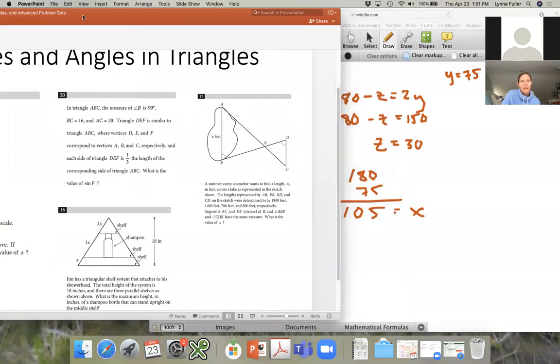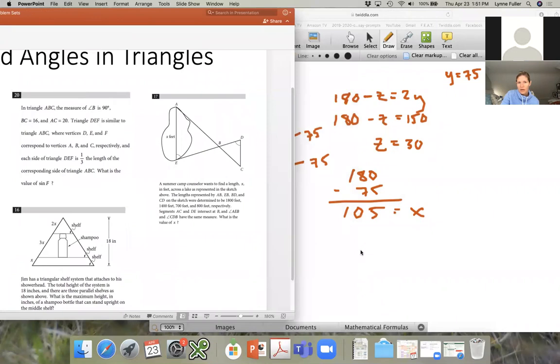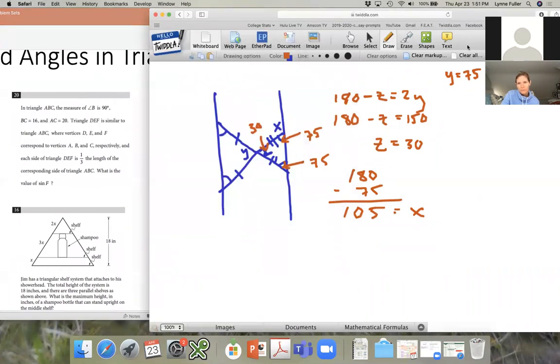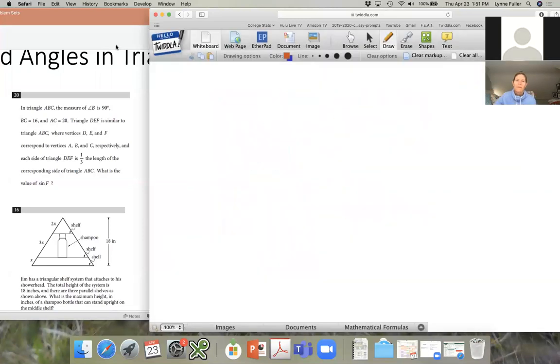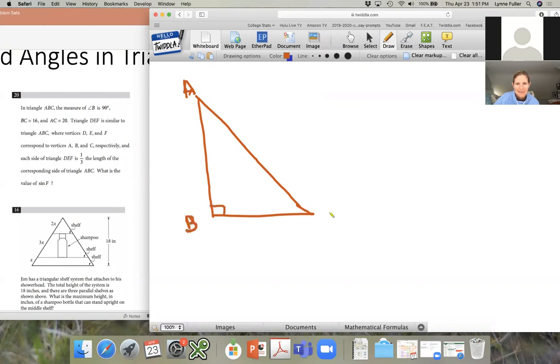Okay. So more with proportional triangles and side lengths. So here we have a triangle, ABC, that is a right triangle. Okay, ABC. And we know that AC is 20 and BC is 16. Uh-oh, I didn't quite draw that to scale, my fault.